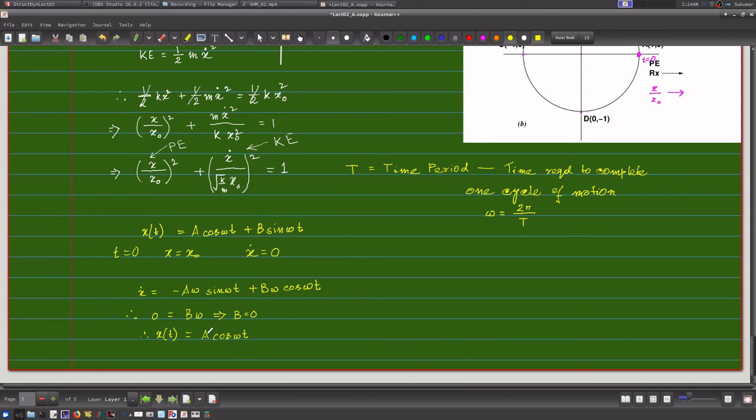And I know that at time t equal to 0 my x is x naught, and therefore if I put t equal to 0 now, I get x naught is equal to a. So my x is nothing but x naught cos omega t, right? x naught cos omega t.